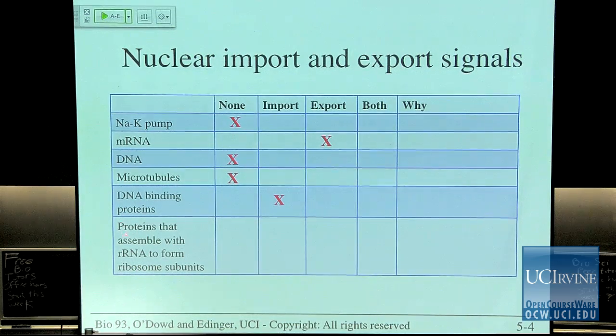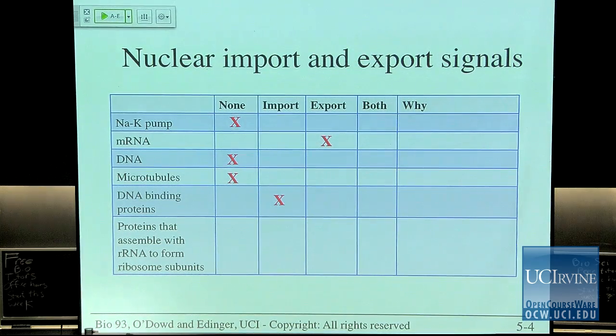Okay, and finally, proteins that assemble with rRNA to form ribosome subunits. This isn't something I talked about in lecture, but it was covered in your LDL. Where are ribosome subunits formed? In the nucleolus, which is inside the nucleus, right? So we have proteins. Where are they made? Cytoplasm. Then they get assembled in the nucleus, the nucleolus in the nucleus.